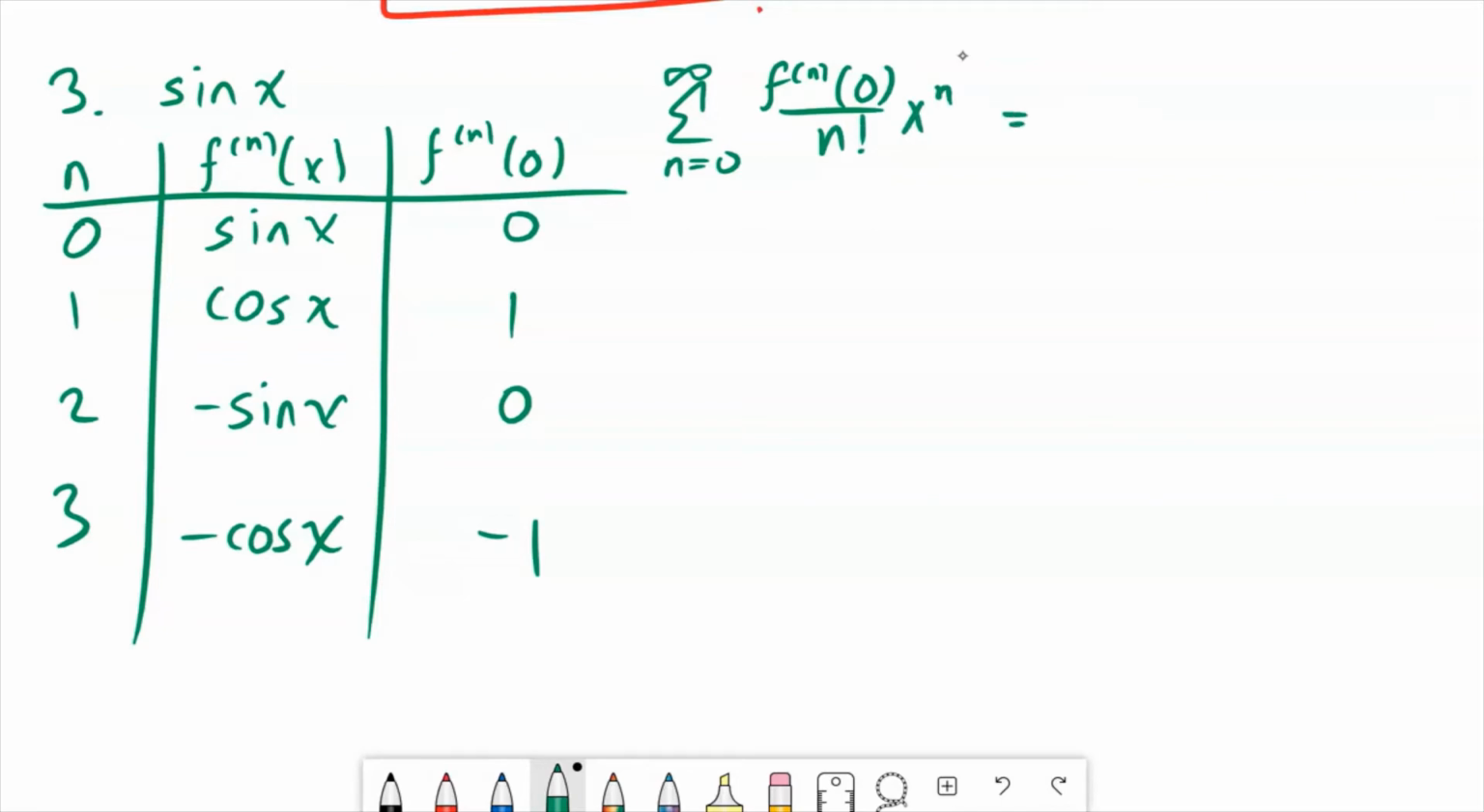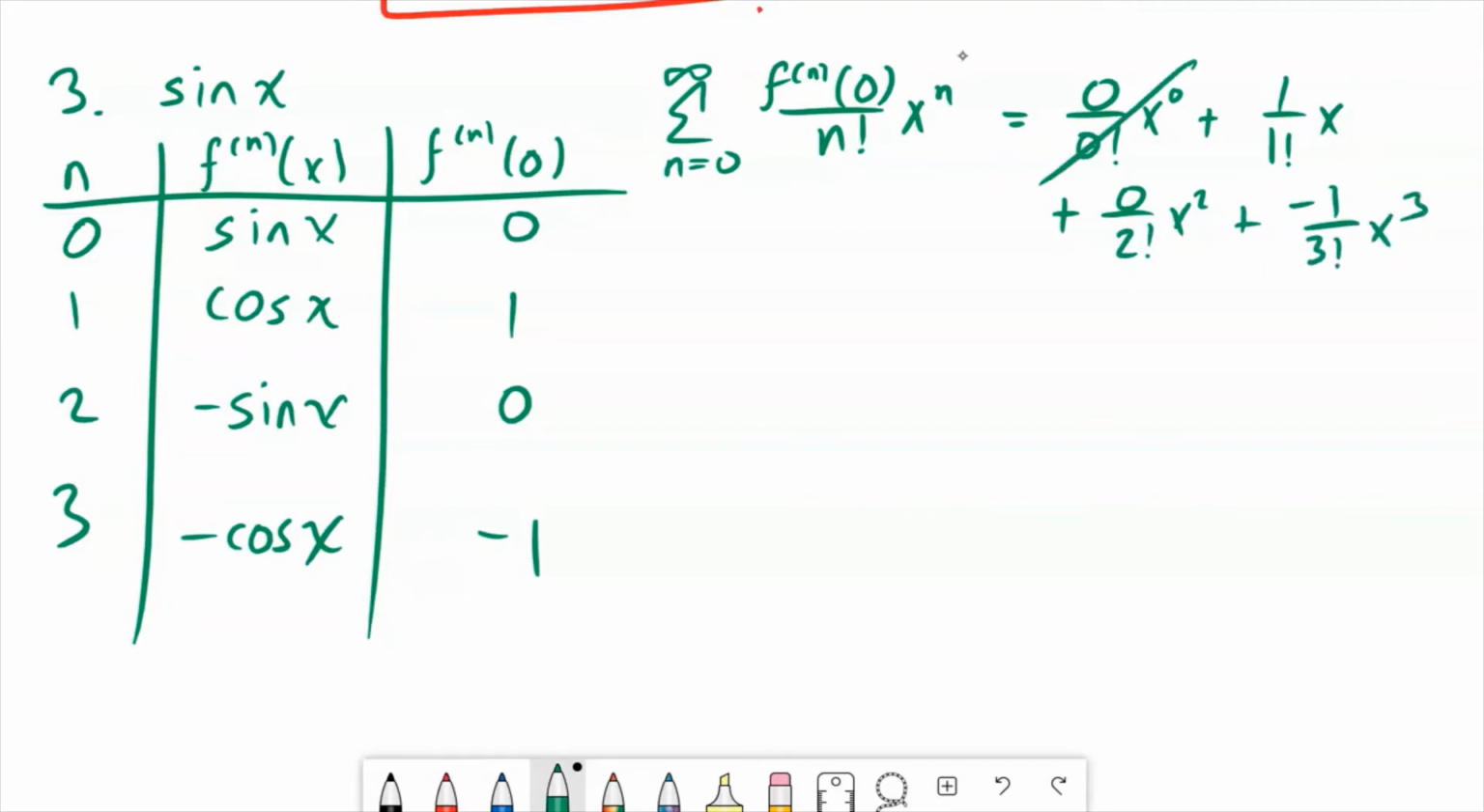So the zeroth derivative evaluated at 0 is 0 over 0 factorial x to the 0, plus the first derivative at 0 is 1 divided by 1 factorial x. The next term is 0, so 0 over 2 factorial x squared. And the next term is negative 1 divided by 3 factorial x cubed. And simplifying through, since 0 appears in the numerator, this goes to 0 and this goes to 0. So in all, we're left with x minus x cubed over 3 factorial.